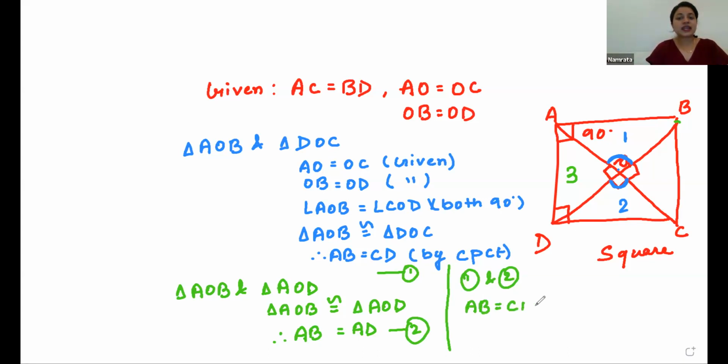So from equation 1 and 2, AB, CD, AD all are equal with each other. And that's what we wanted to prove, that in this quadrilateral, each and every side is equal. Apart from that, we also have to prove that each interior angle is 90 degrees. Then only we can say it's a square. Now we can't say it's a square yet, all right?